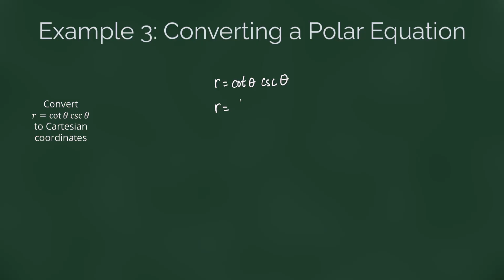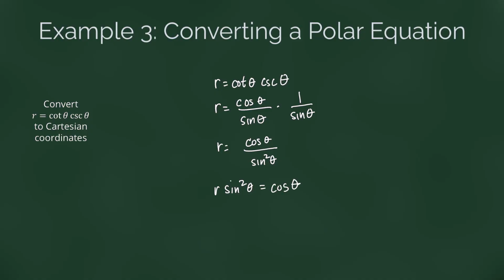So cotangent of theta is the same thing as cosine of theta divided by sine of theta, and cosecant is 1 over the sine of theta. So we get here that r is equal to the cosine of theta over the sine squared of theta. If we multiply both sides by sine squared, we get the relationship r sine squared of theta is equal to cosine of theta. Now, our left side looks suspiciously like our relationship y equals r sine theta, except we have an extra sine in it.